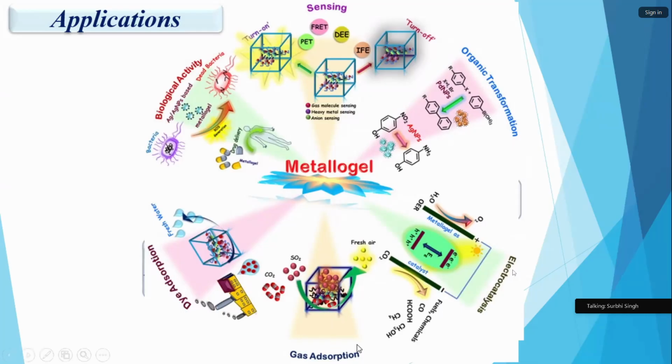These can also be used for gas absorption. Dye absorption capacity is also there because they have a porous structure, so they can absorb the dye and can be used for environmental remediation and biological activity. They can also be used for drug delivery applications, and they can also be used for biosensing applications as well.